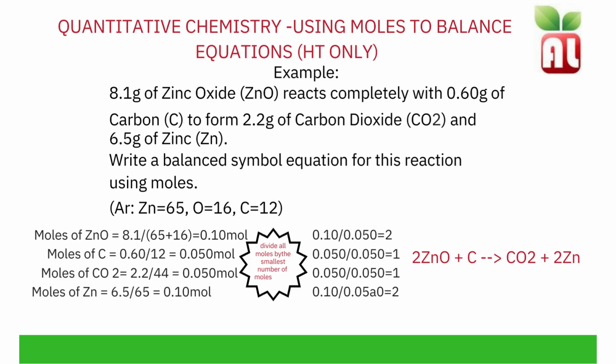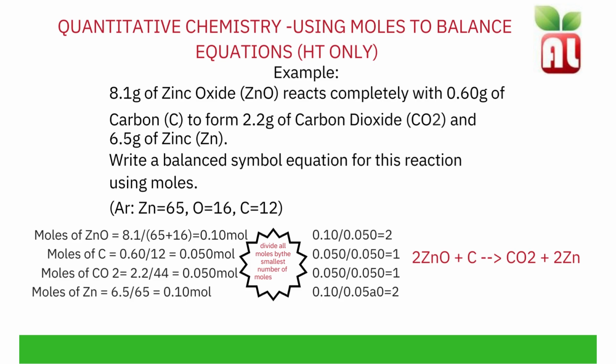To calculate moles of each substance, you do the mass divided by the relative formula mass of that substance. In doing this, we find the moles of zinc oxide to be 0.1, moles of carbon to be 0.05, moles of carbon dioxide to be 0.05, and moles of zinc to be 0.1. Looking at this, we see that the moles of carbon and the moles of carbon dioxide are the same. That means the ratio of carbon to carbon dioxide is in a 1-to-1 ratio.